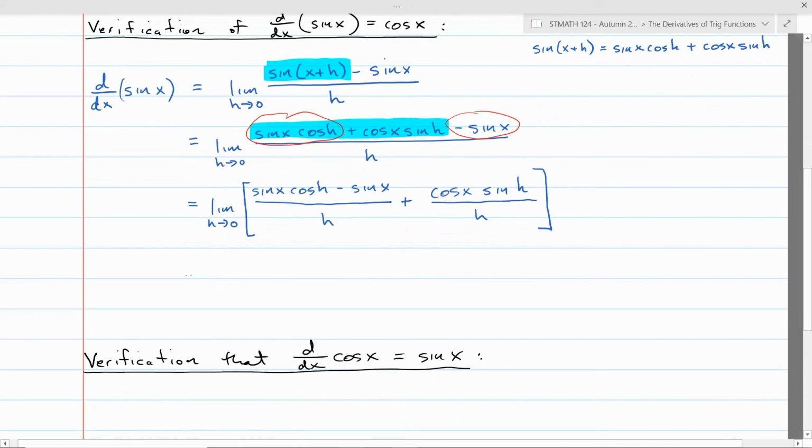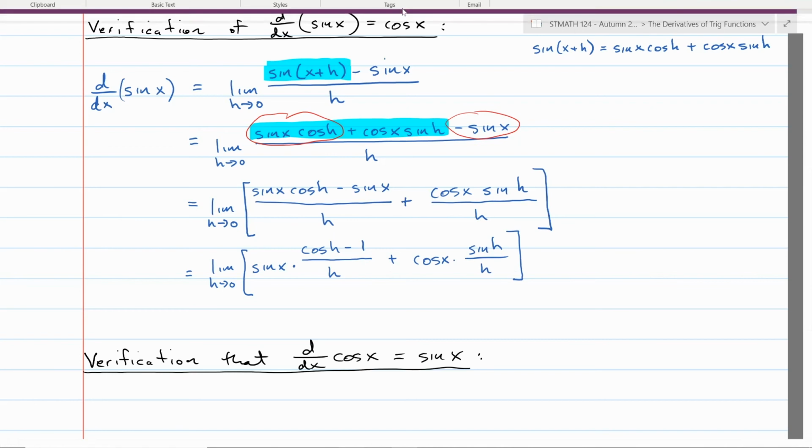And to make things look just a little bit clearer, I'll write this as limit as h goes to 0. I'm going to pull that sine of x out to the front. See, in the numerator of that first fraction, I can factor the sine x out and just set it to the front of the fraction, cosine h minus 1 over h, plus, on that second fraction, I'll pull the cosine of x to the front and just have the fraction sine of h over h. And I can look at each of these little pieces.